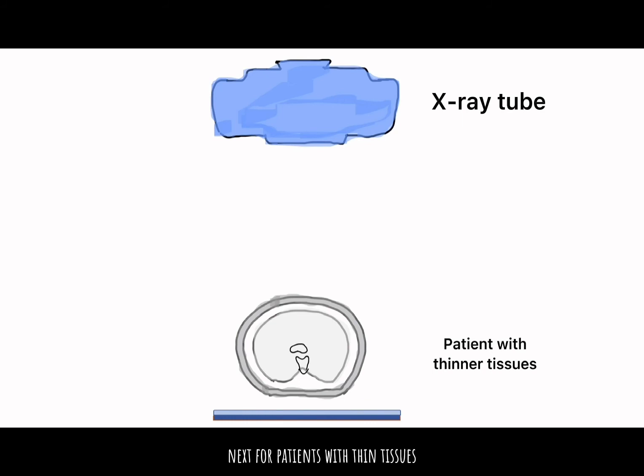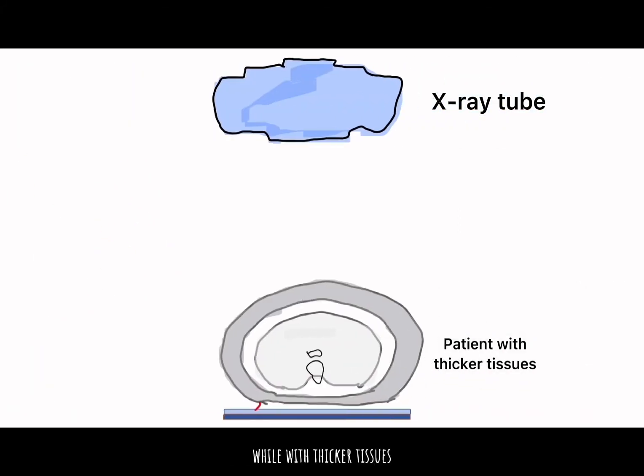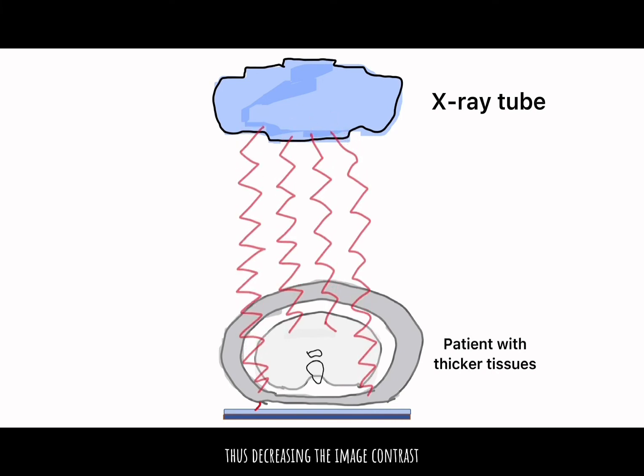Next, for patients with thin tissues, X-rays are able to penetrate through the patient easily, thus producing a higher contrast image. While with thicker tissues, X-rays will attenuate, thus decreasing the image contrast.